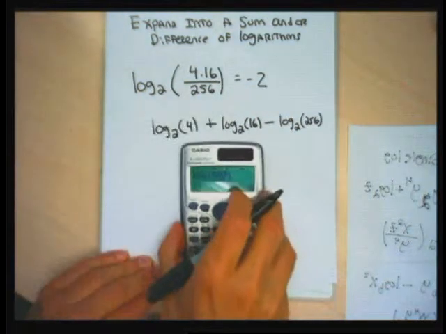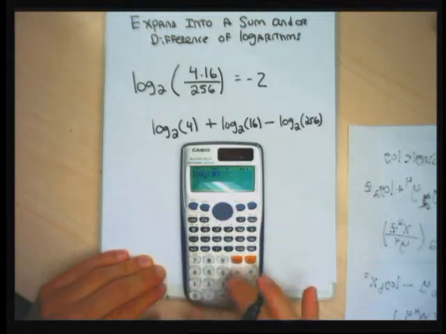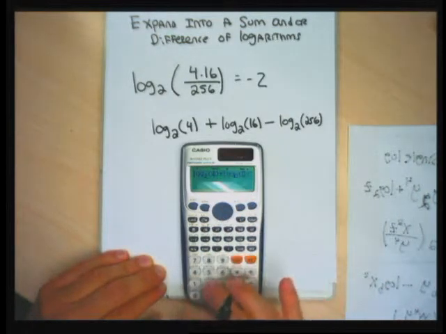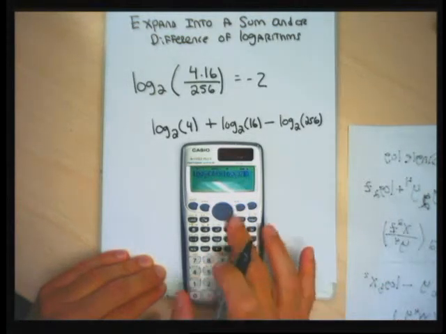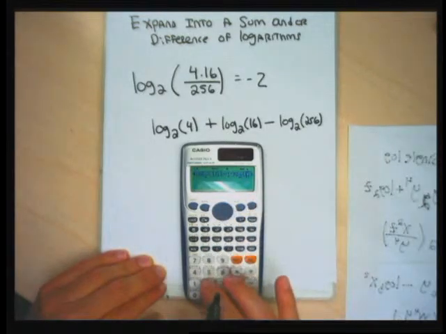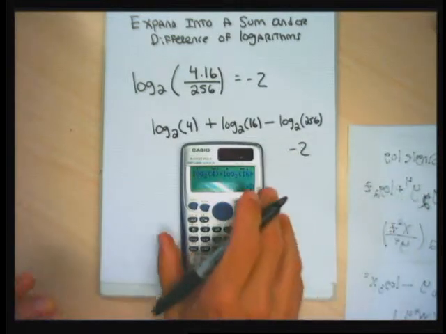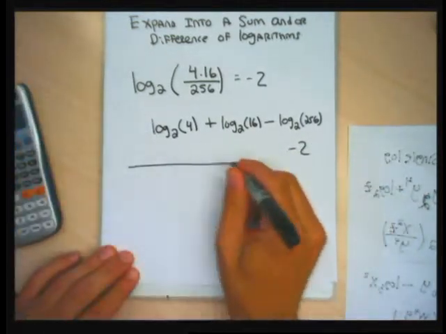Let me make sure that that works. I'm going to do the log base 2 of 4 plus the log base 2 of 16 minus the log base 2 of 256, which should equal negative 2. And it does, so I know I've used the expansion rules properly.